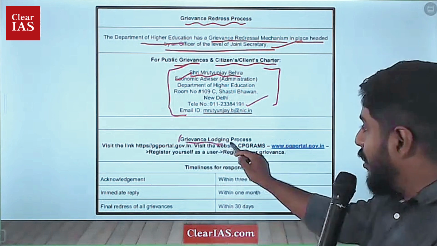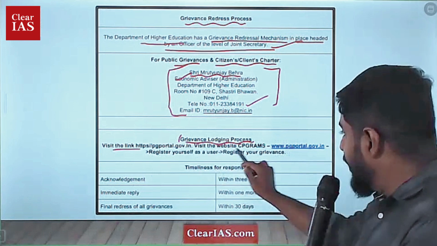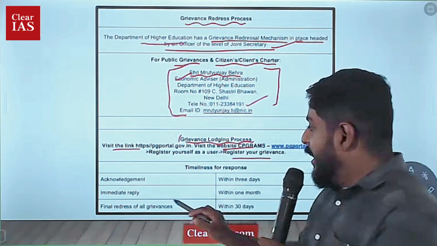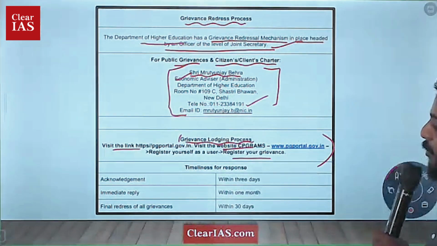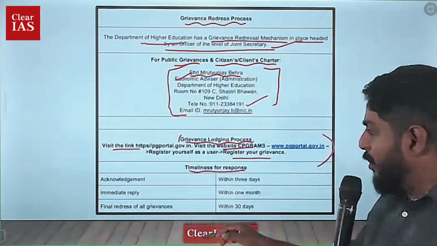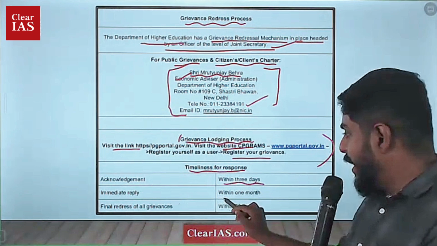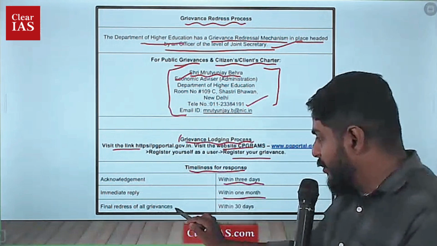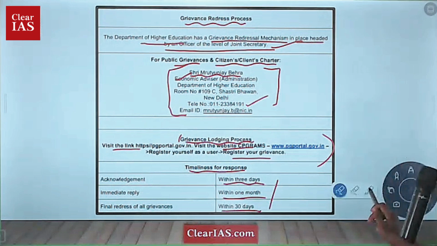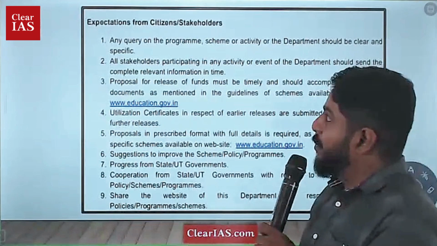The grievance lodging process, how should it be done? Visit the website, register your grievance. That's it. Fine. So this is what you need to understand regarding the Citizens Charter. The timeline for the response is also provided. Acknowledgement will be provided within 3 days. Immediate reply within 1 month. Final redress of all grievances within 30 days. The grievance redressal methodology is also provided.